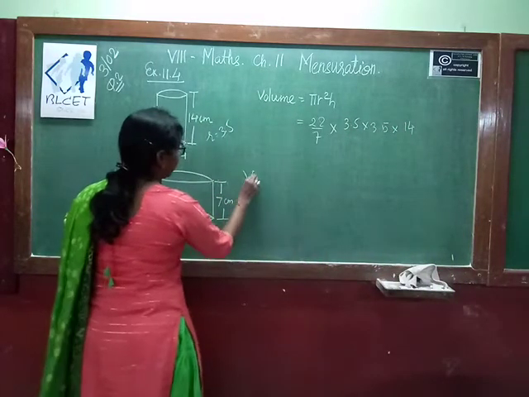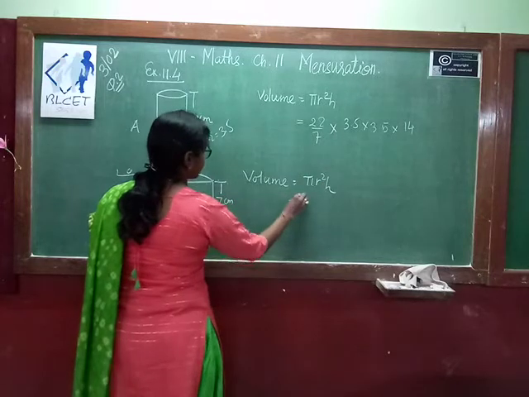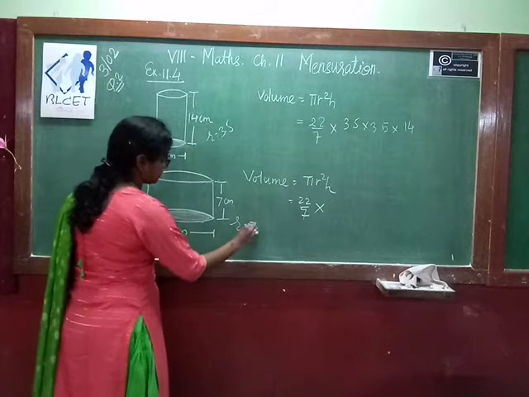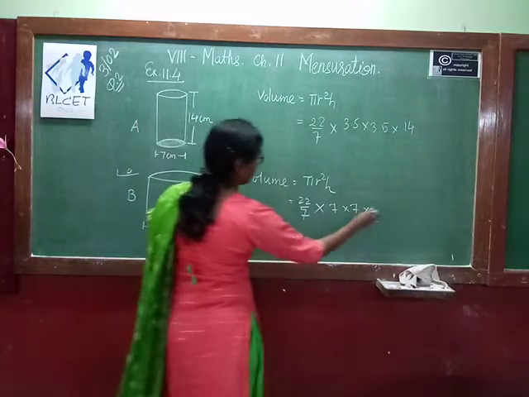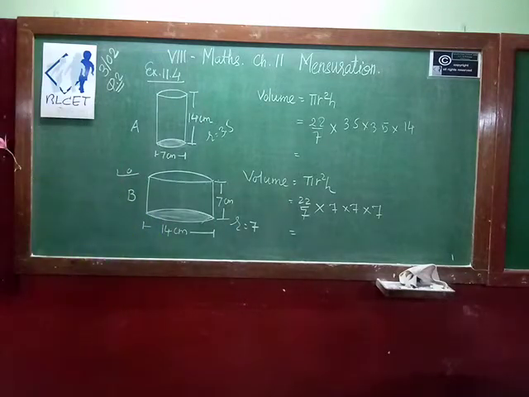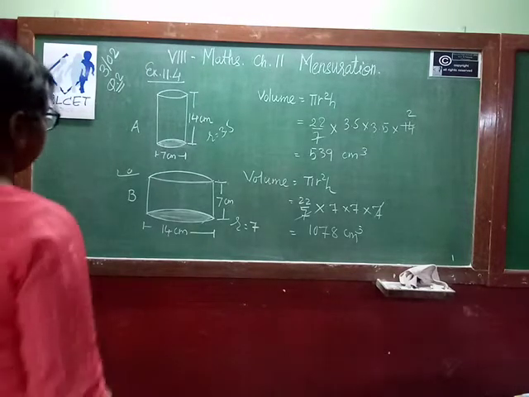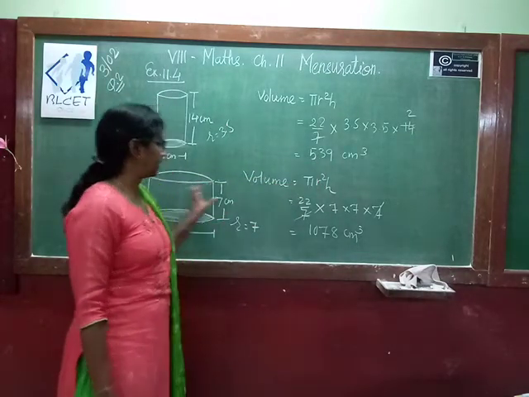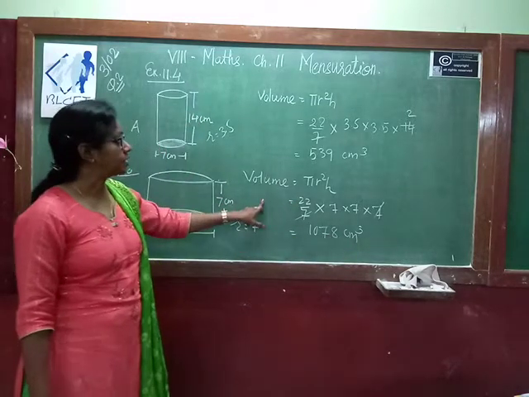Same way you can find the volume for cylinder B. Pi r square h, pi is 22/7. Your diameter is 14, so radius is 7. 7 into 7 into height, which is also 7. You will do the calculation and find the answer. When you do the calculation, volume for cylinder A is 539 centimeter cube and volume for cylinder B is 1078 centimeter cube.